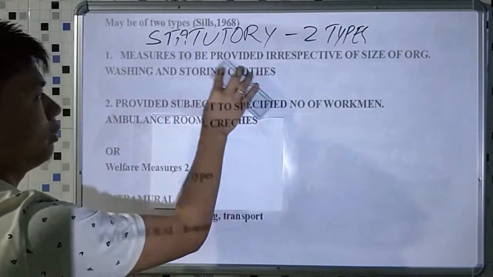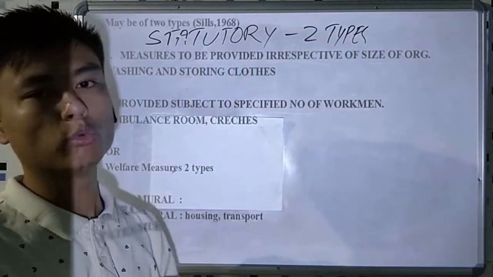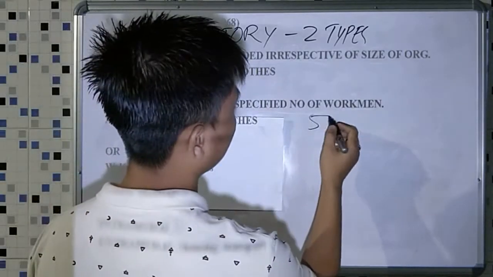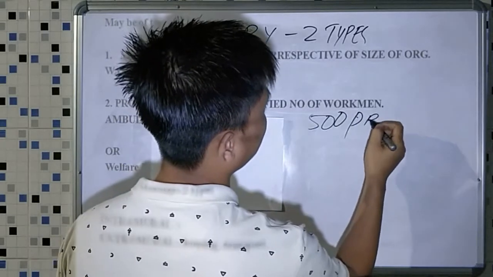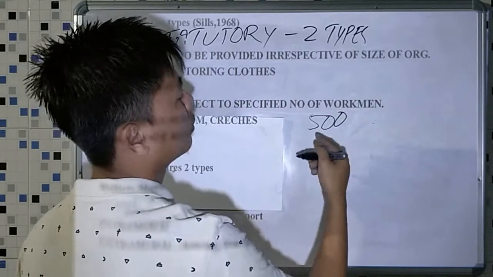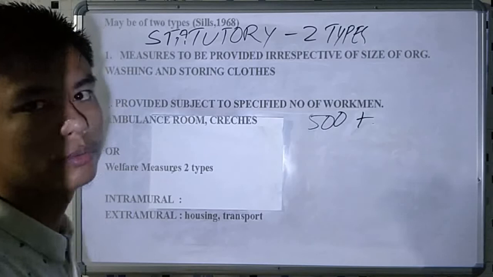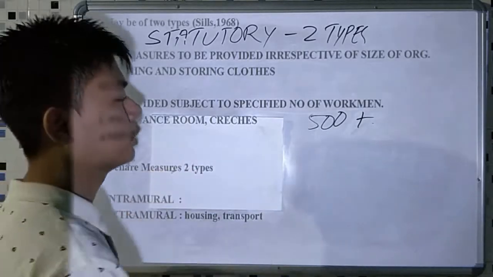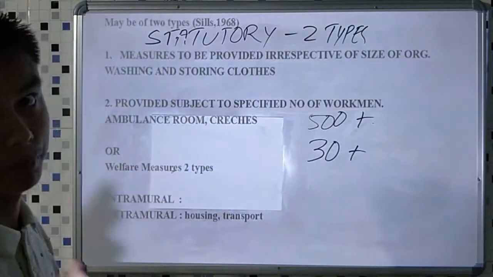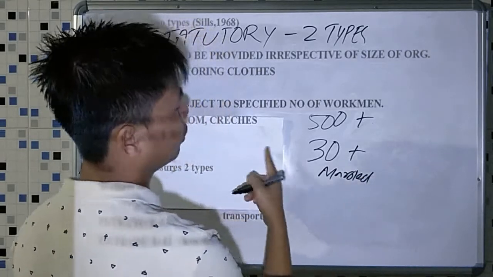Now, second, provided subject to a specific number of workmen. That means what? Ambulance, 500 or more. See, it is specified. Yes or no? And second, crutches, 30 women employees. Mine is 30 women employees. They didn't say 30 married women. Sometimes they ask 30 married women, sometimes 30 ladies.